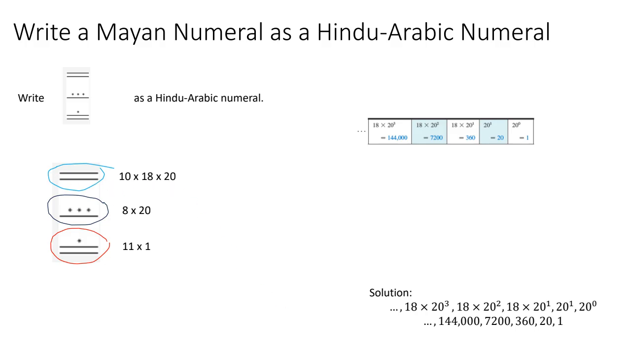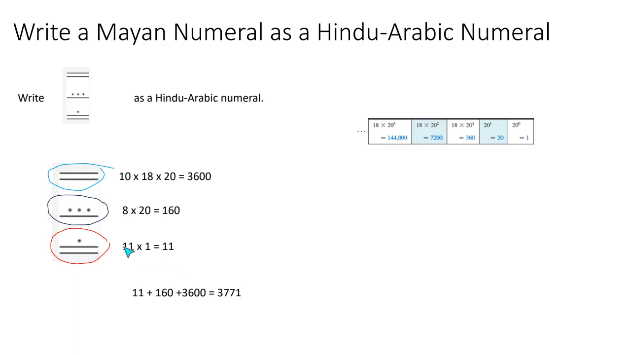So if we calculate it, we get 11 times 1 is 11, 8 times 20 is 160, 10 times 18 times 20, 3,600. And so my answer is 3,771. That is what this Mayan numeral is in our system, okay?